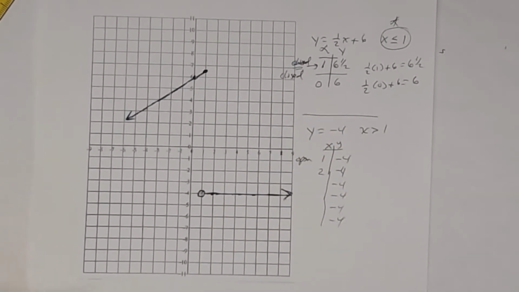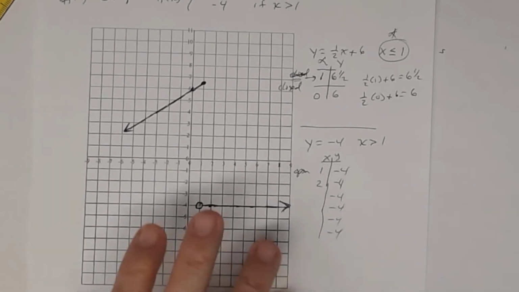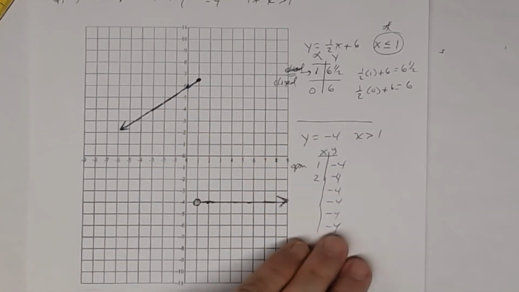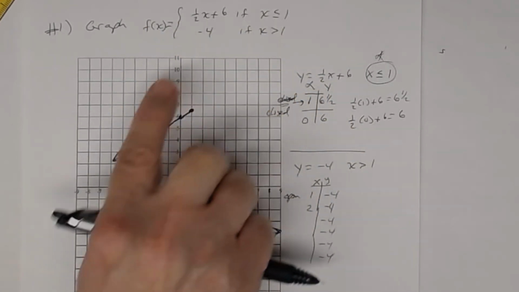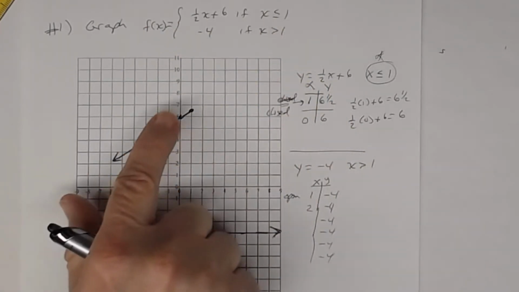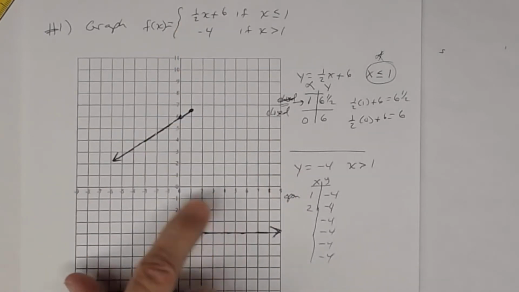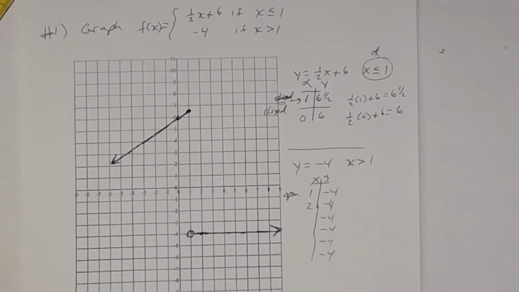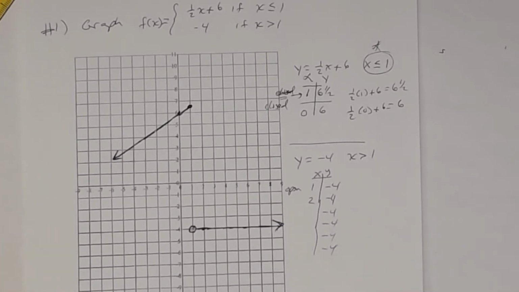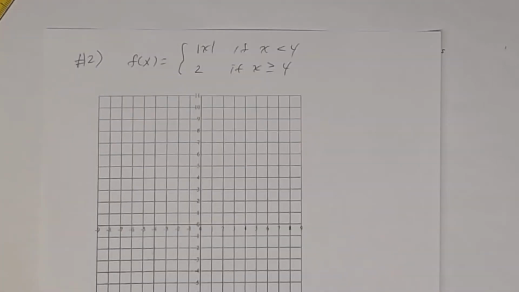All right, so let's look at another one, and then we'll get a little bit easier the more we do. The domain here is very important with how we graph this. One piece, two pieces. All right, let's look at number 2. So number 2, we have this.